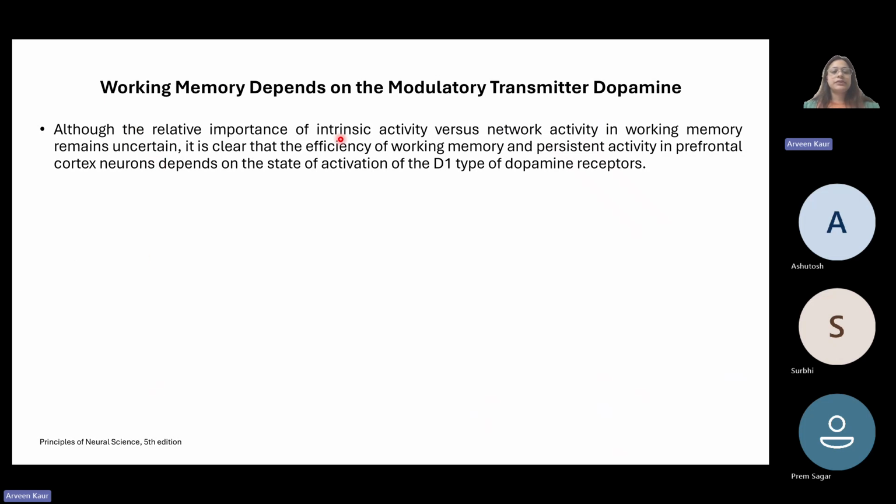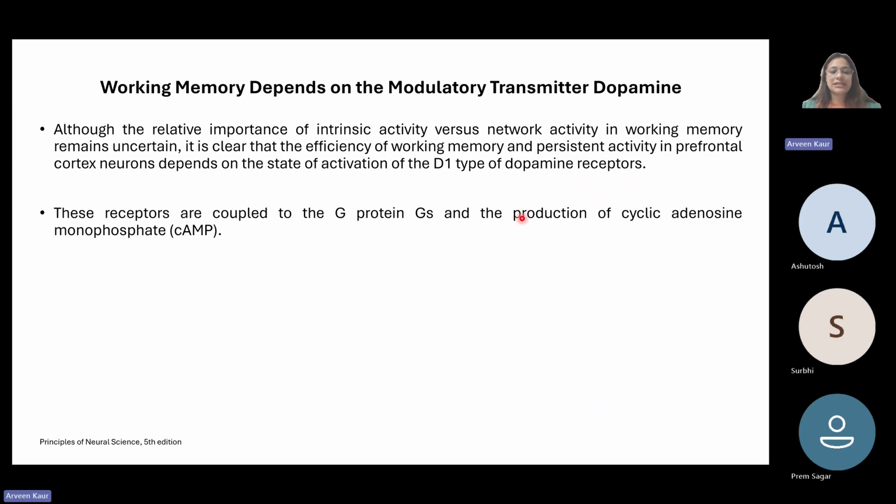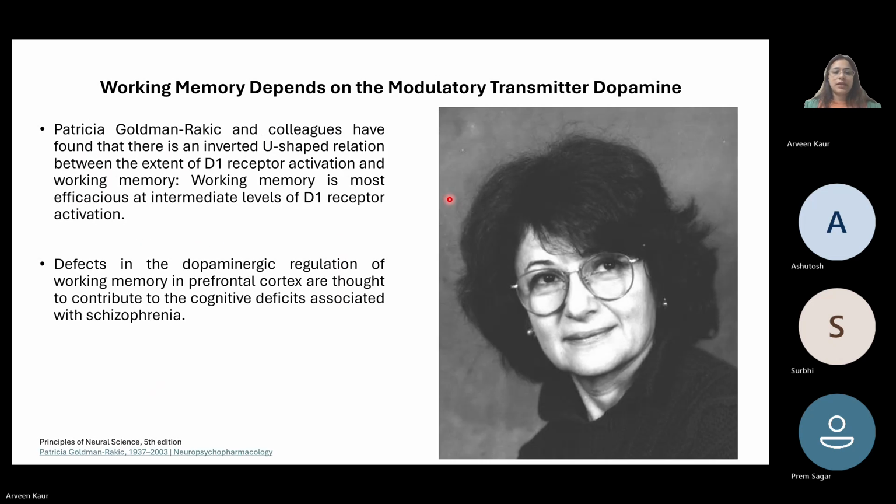Although the relative importance of intrinsic activity versus network activity in working memory remains uncertain, it is clear that the efficiency of working memory and persistent activity in prefrontal cortex neurons depends on the state of activation of the D1 type of dopamine receptors, right? So these receptors are coupled to G protein as Gs, or G stimulatory, and the production of cyclic adenosine monophosphate, or cAMP. So a particular level of response of this dopamine D1 receptor is required for the correct activation. It was determined by Patricia Goldman-Rakic and her colleagues, as has been mentioned over here.